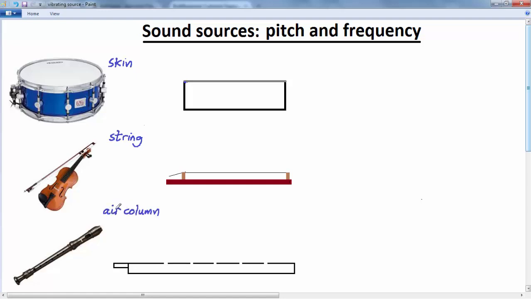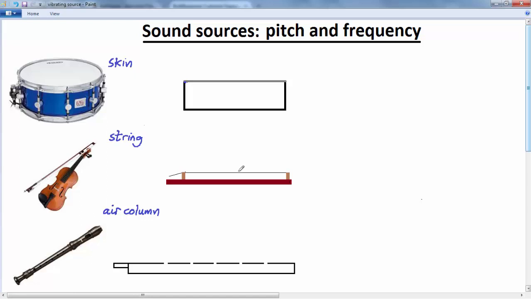Now the difference between that produced by this air column and the string, and that for example produced by a drum, is that the string and the air column produce a much purer sound, a much higher quality sound, which we call a musical note. That's to say the string and the air column vibrate in a very regular way, whereas the drum skin is not quite so regular, so the sound doesn't really sound so good. Now the violin works by drawing the bow across the string, and the friction between the bow and the string sets up vibrations in the string.